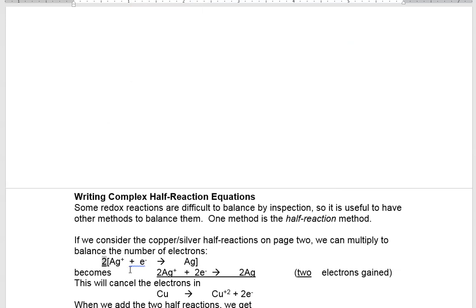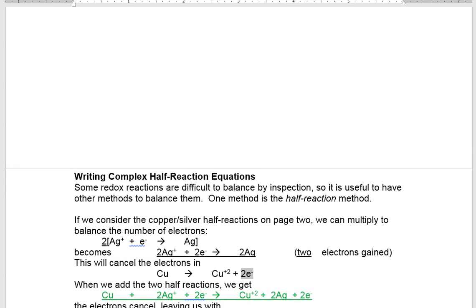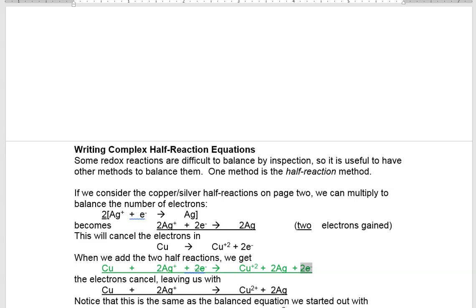So we need twice as much of that reaction, so we end up with 2 silver ions plus 2 electrons gives us 2 silver, right? Everything here we multiplied by 2. So now our 2 electrons here balance out our 2 electrons here. If we put the whole thing together, we've got copper plus 2 silver ions plus 2 electrons gives us copper ions plus 2 silver metal plus 2 electrons. But the 2 electrons are going to cancel out. So this leaves us with copper plus 2 silver ions gives us copper ions plus 2 silver.